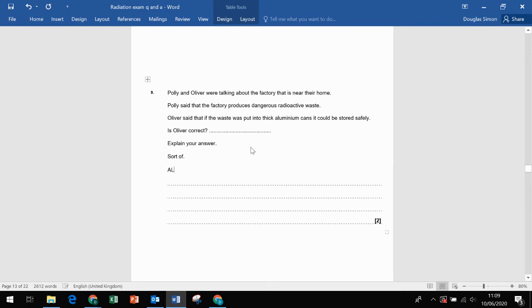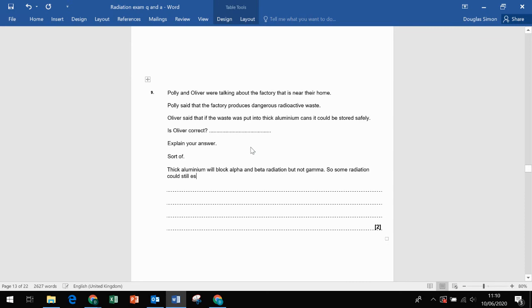All right. Aluminium, or thick aluminium, will block alpha and beta radiation, but not gamma. So some radiation could still escape. Some will be blocked, some will escape. In reality, they'll use very thick concrete or very thick steel or lead that will block the gamma as well.